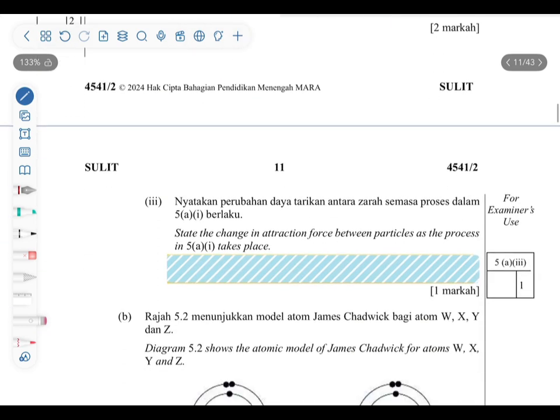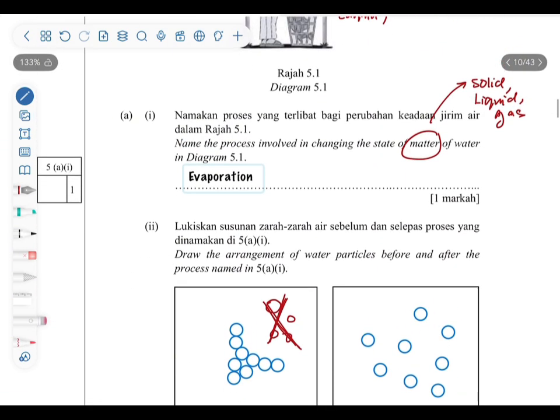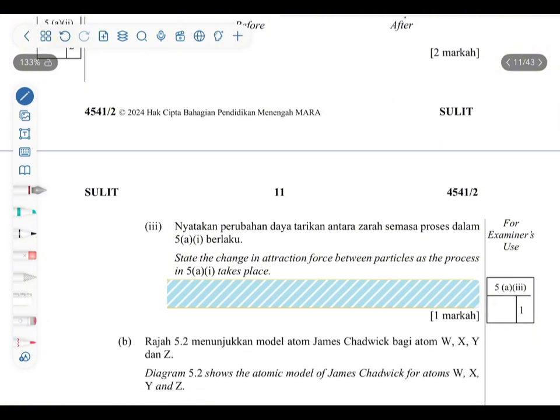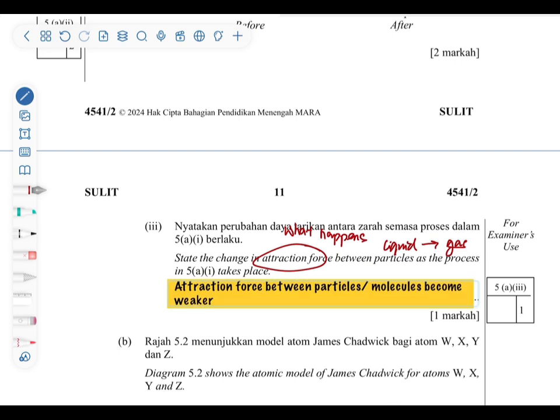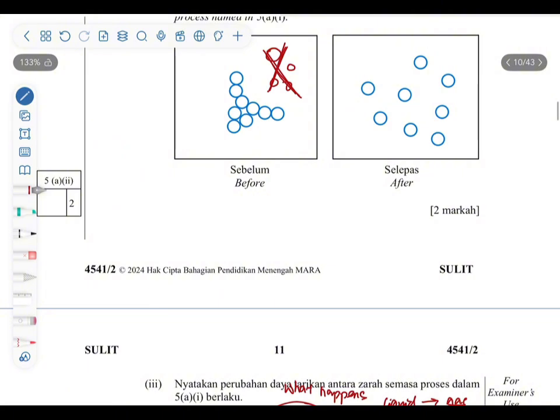Okay, so the third one is: state the change in the attraction forces between the particles as the process in 5A1 process, so evaporation. So we need to know that when the particles change from the liquid state to the gas state, what happens to the attraction forces? What happens is the attraction force between the particles or the molecules becomes weaker, because that's why the force of attraction in gas is very weak. Therefore, they have a lot of space between each other, meaning that they are not strongly attracted to each other.